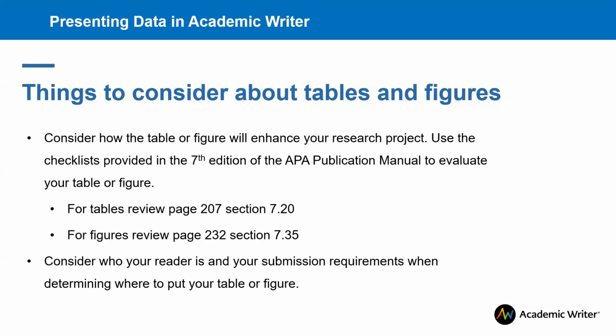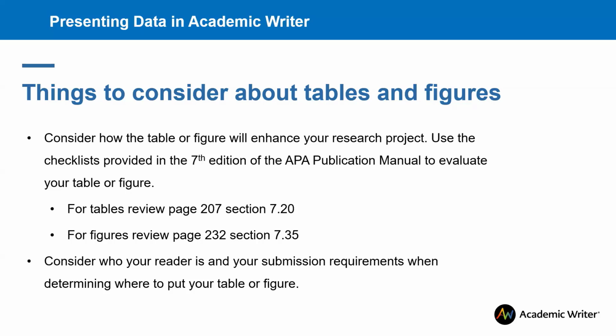I did want to point out that in the manual itself, there are some really handy checklists that you can refer to, to help you design your table or a figure and make sure you're using it effectively. I put those in here, and I'm going to have a PDF of this presentation so that you will have access to it. But on page 207, there's a tables review checklist. And on page 232, there's a figures review checklist. And it really helps walk you through, is this right? Am I doing this right?